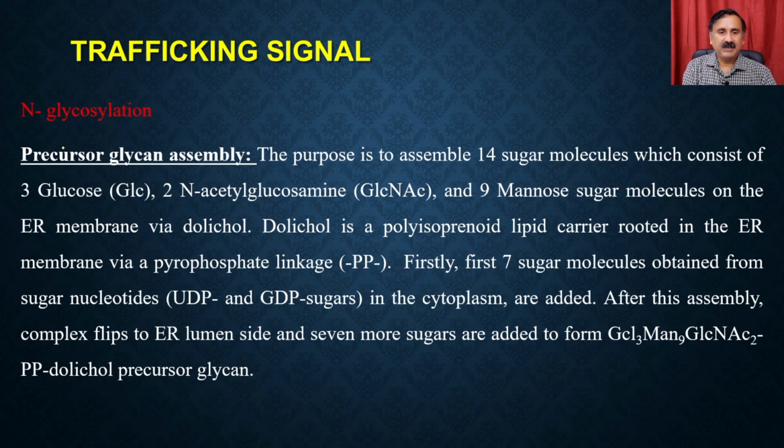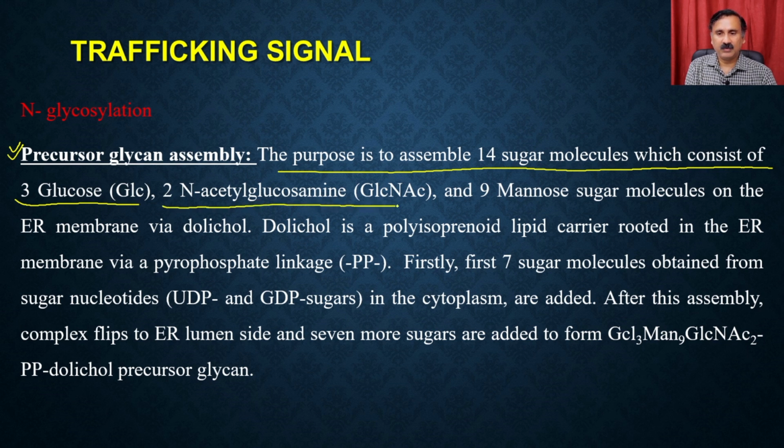So the first step is to produce the precursor glycan assembly, which means you bring different types of sugar and put them together to generate a crude glycan assembly. The purpose is to assemble 14 sugar molecules, which consist of 3 glucose molecules, 2 N-acetylglucosamine, and 9 mannose sugars on the ER membrane via the dolichol.